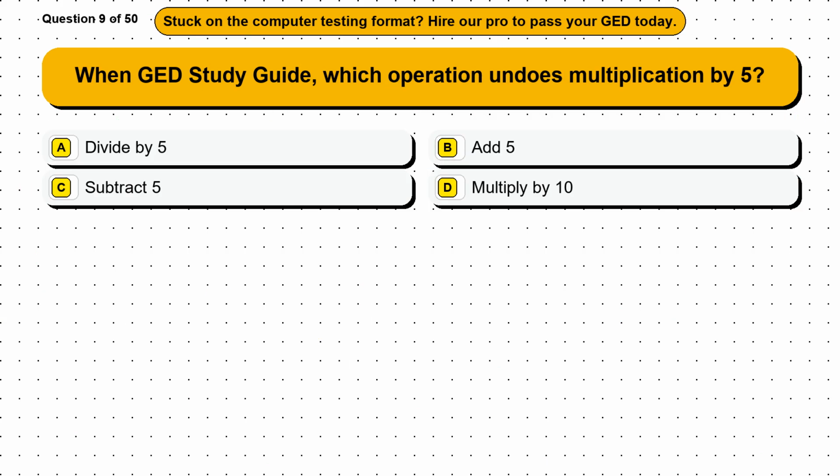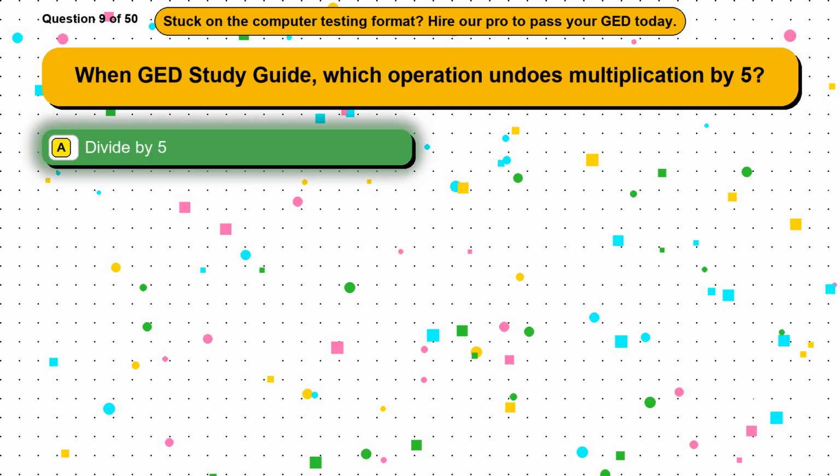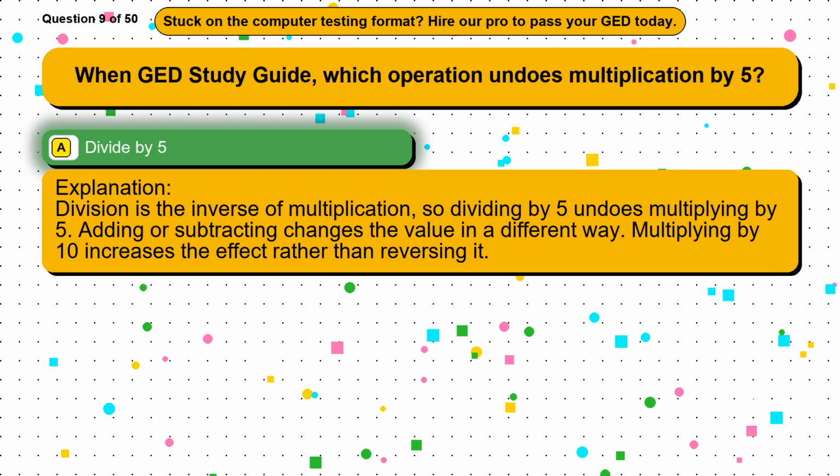Question 9. When GED Study Guide, which operation undoes multiplication by 5? Option A, divide by 5. Option B, add 5. Option C, subtract 5. Option D, multiply by 10. The correct answer is option A, divide by 5. Division is the inverse of multiplication, so dividing by 5 undoes multiplying by 5. Adding or subtracting changes the value in a different way. Multiplying by 10 increases the effect rather than reversing it.